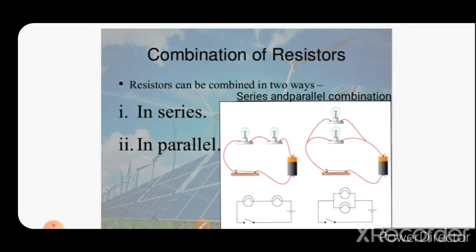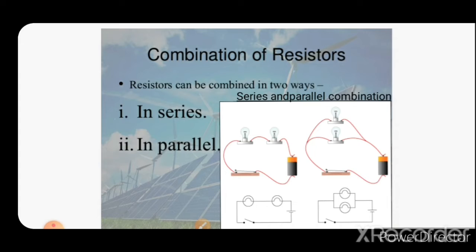Hello students, in the preceding sections you have learnt about some simple electric circuits. You have also studied how current flows through a conductor. It depends upon its resistance and the potential difference across its ends. Now in various electrical gadgets we often use resistors in various combinations. So today we will discuss the combination of resistors.